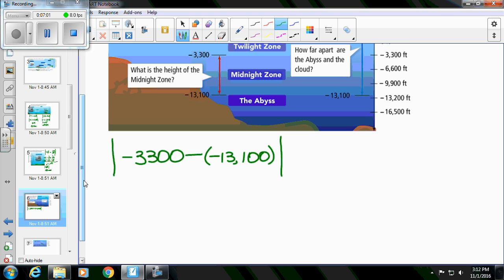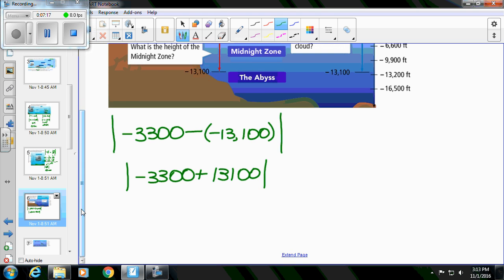I have subtraction, so I have to stop and add the opposite. When I do my arithmetic on those opposite signs, I'm going to subtract and take the sign of the larger. I get the absolute value of 9,800. And when I take the absolute value of 9,800, I get 9,800. So the height of the midnight zone is 9,800 feet.